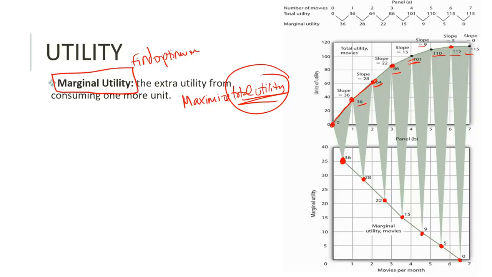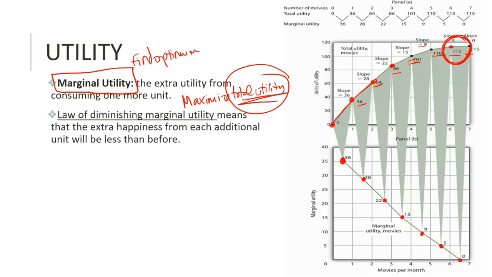Okay. So our goal is to maximize total utility. And on this graph, that's going to be at 6 movies. 115 is the highest we can get to. And even though 7 is also 115, it's going to cost extra time and money to see that 7th one, so we might as well just stop at 6.